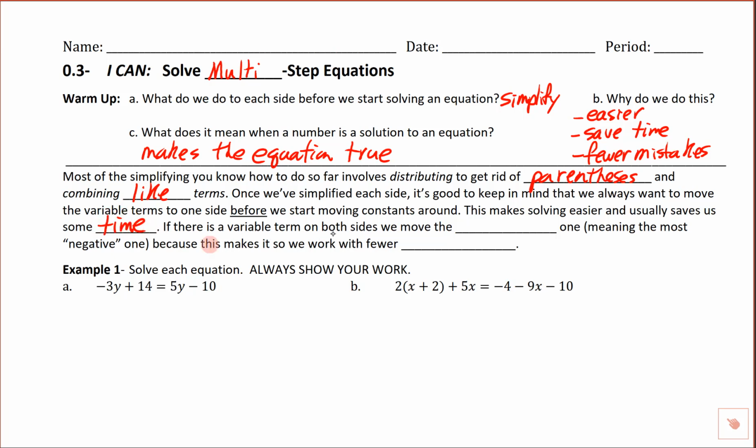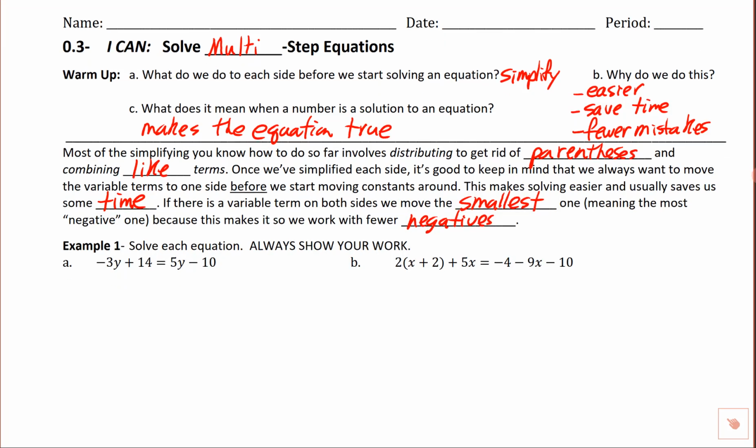If there's a variable term on both sides, we move the smaller one first. The smallest one. When we say the smallest one, what we mean is the one that's most negative, the one that's furthest left on the number line. The reason we do this is it makes it so we have to work with fewer negatives. If you always move the smallest one, you're going to have fewer negatives. And everybody knows that we tend to make more mistakes with negatives than with positives. So let's keep that in mind.